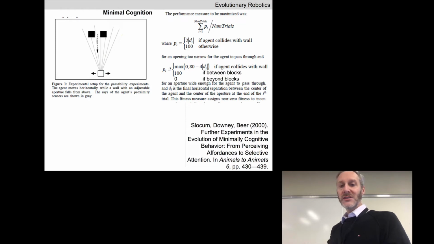Tell me about P sub I. We've got 2 pieces here. Let's have a look at the first one. So the first computation is performed if the opening between the pair of objects is too narrow for the robot to pass through. What is this fitness function, or this performance function, selecting the robot to do when the gap is too narrow?